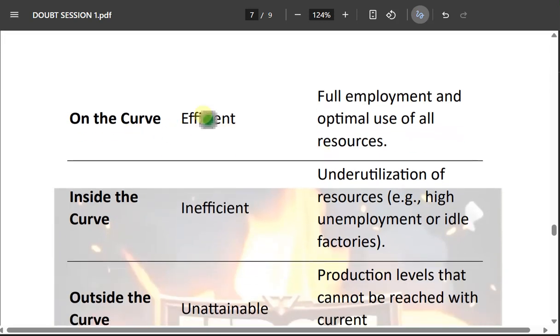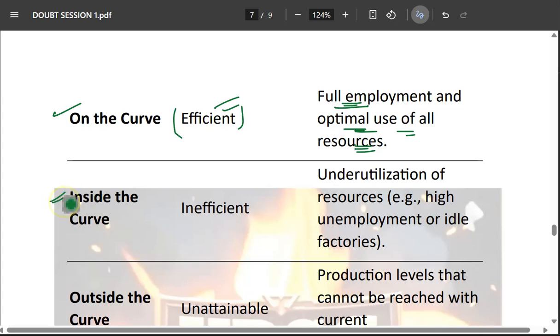If the point is on the curve, then it's efficient, meaning there is full employment, meaning all the talent or resources are put into work, employed, and everything is working perfectly, and there is optimal use of all resources. Not full use: optimal use means whatever is necessary, that much of the resources is being put in. There is no extra burden put on the resources. Okay, that is on the curve.